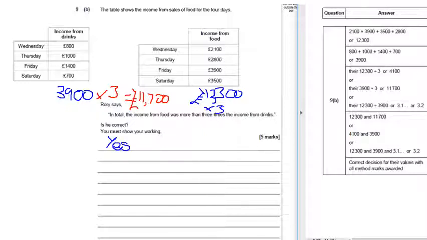Looking at the marking scheme here, yeah, I've got that number. I've got that number. I've done this one times by that one to equal that number. And then I'm comparing, looking at this number and that number, and then correct decision. So I've got those two, and I'm saying my answer is yes.